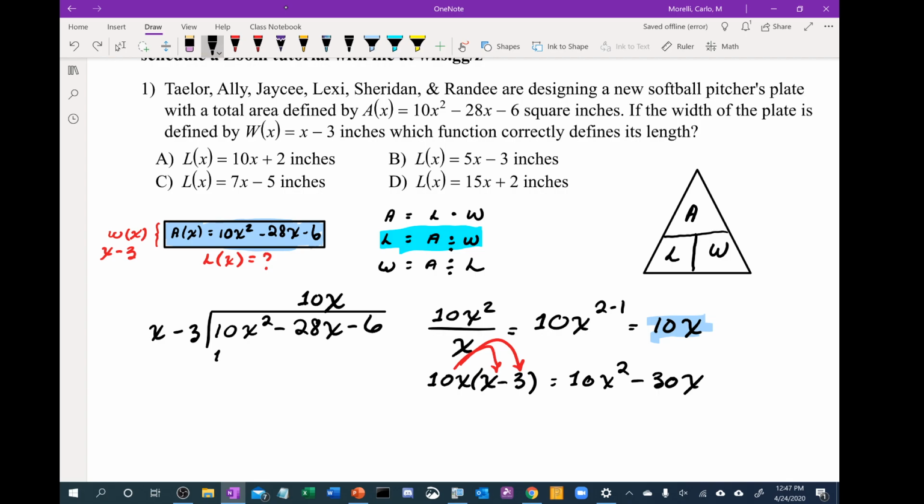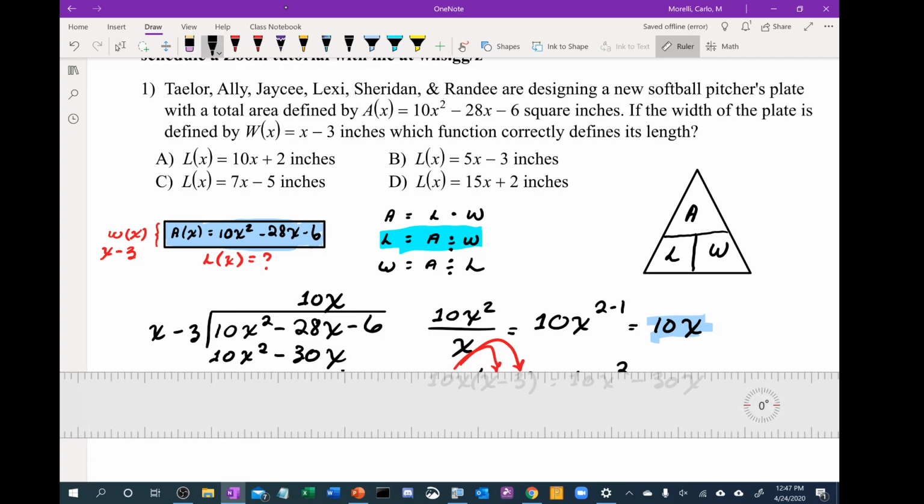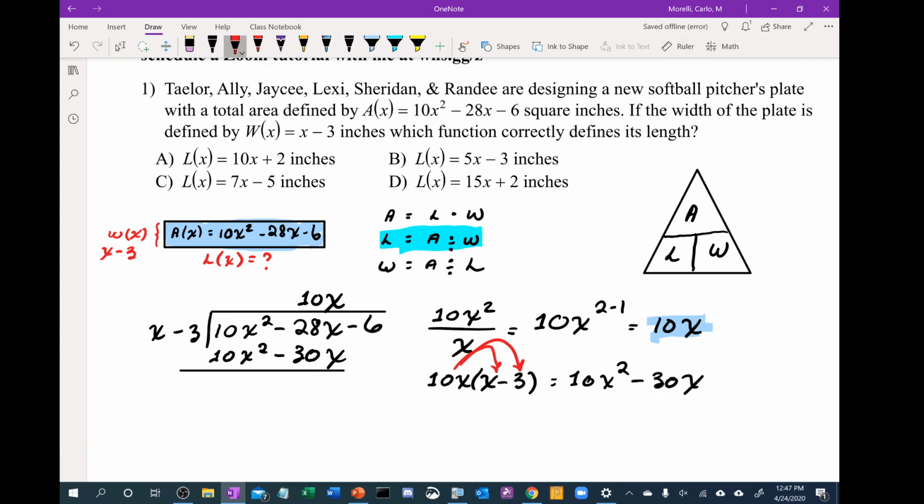So we'll write 10x squared minus 30x. Now we draw a line, and we change both of our signs. So this 10x squared becomes negative 10x squared, this negative 30x becomes positive. These first terms cancel, and this next set of terms adds together to give us 2x. Next step is to bring down the next term of our dividend, minus 6. And then we start the process back over.